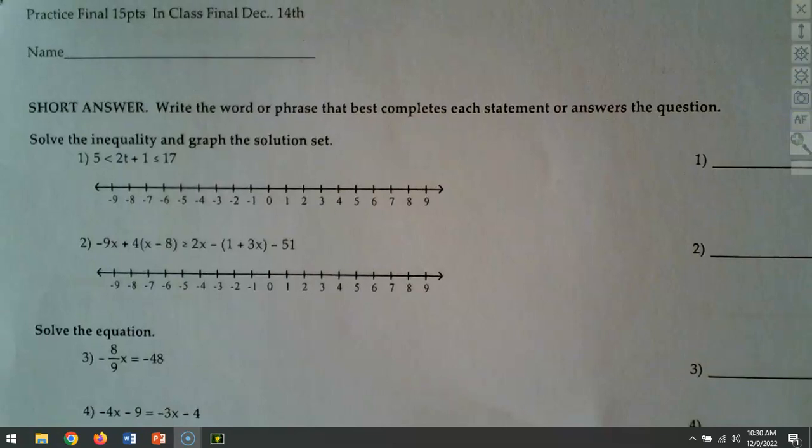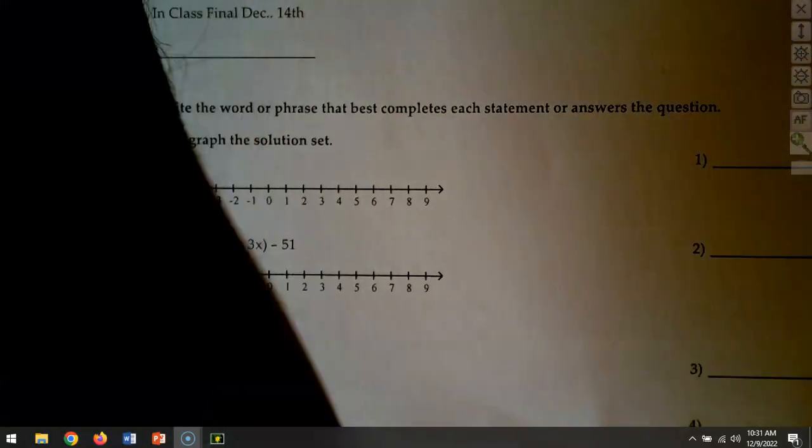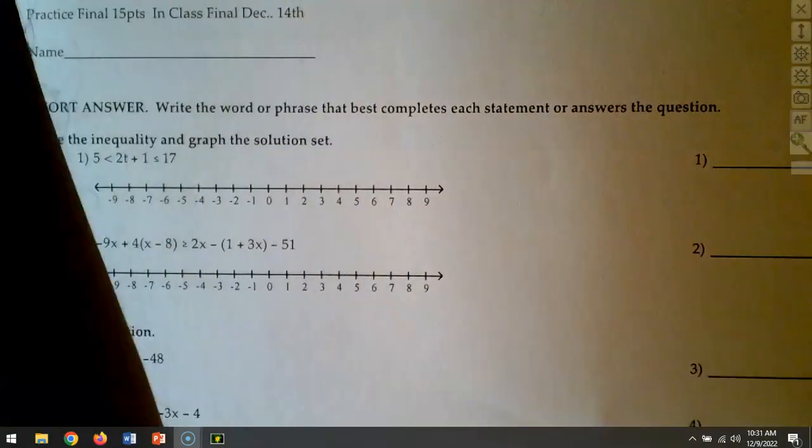All right, so today I'm going to go ahead and work through your practice final exam. So we'll go through the 25 questions for your final exam. And remember, your final is going to be on December 14th at your normal class time between 8 and 11. So let's go ahead and get started with our practice final.